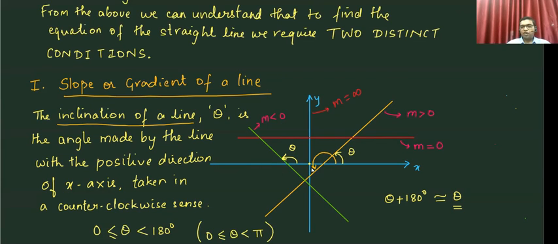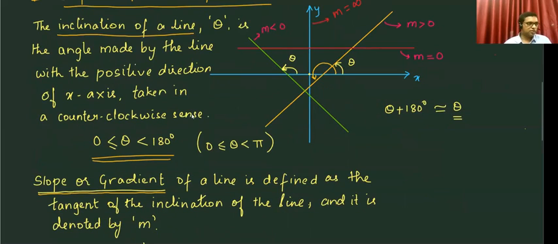When we move along the positive x-axis from left to right, this green line is going downwards. So we call it a negative gradient. Clear? Why positive gradient and why negative gradient? When we go in the positive direction of x, if the line is going upwards, it is called a positive gradient or positive slope. When we are going towards the right and the line is going downwards, then it's a negative gradient. Clear? So that is slope.